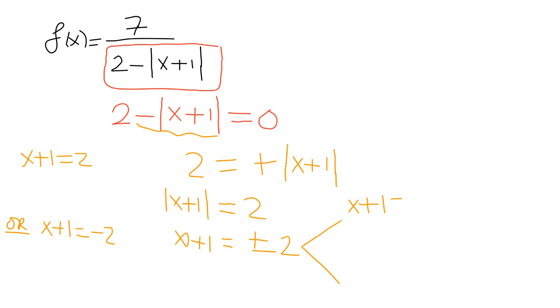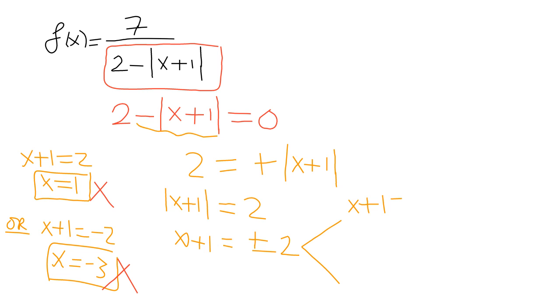Just move 1 to the other side. 2 minus 1 is 1. Move this one to the other side, minus 1. So x will be what? Will be minus 3. So these values are out of the domain. These are out of domain.